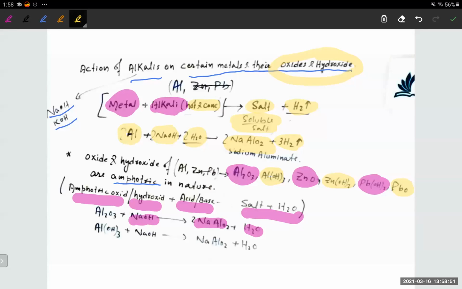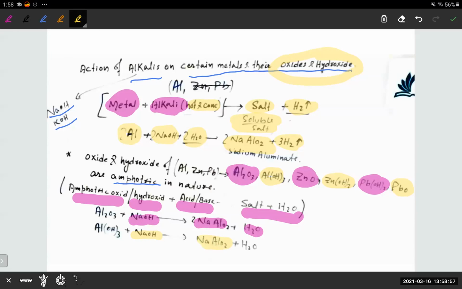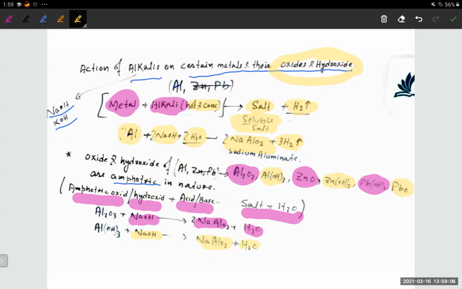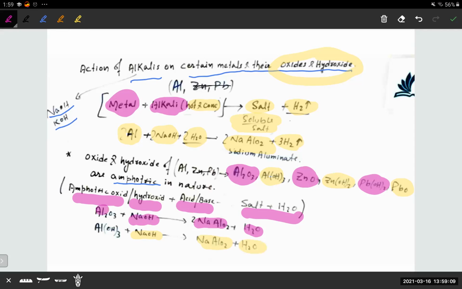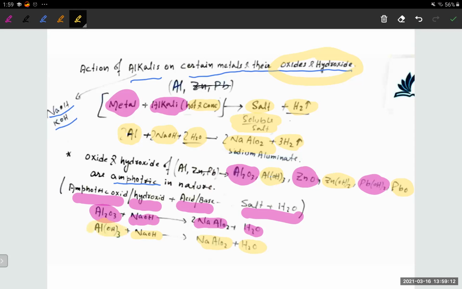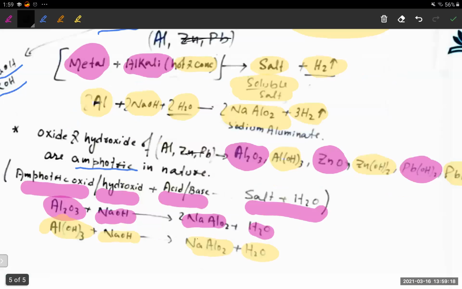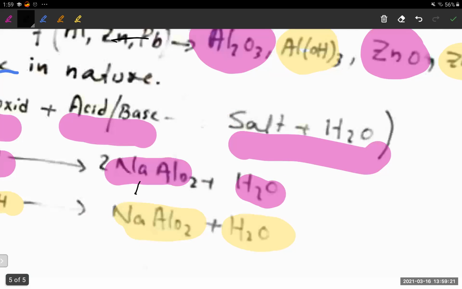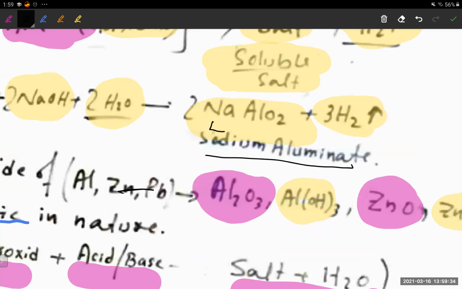Now let's take the hydroxide of aluminium, Al(OH)3. We react it with NaOH. What will we get? We'll get sodium aluminate, no, it's sodium meta-aluminate, and we'll get water. I'll write the name also just now. Give me a minute. So let's write the name. This is sodium meta-aluminate, and this is sodium aluminate, which I've already written.